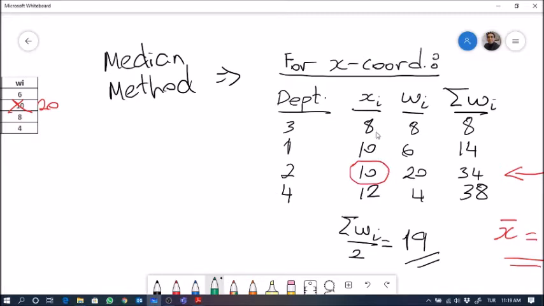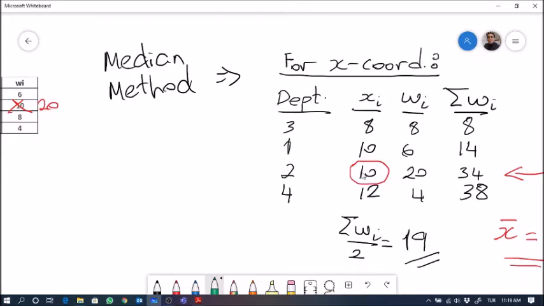So the smallest x-coordinate value is 8. For department 3, the weight is 8. Cumulative weight is 8. Then we have 10 for department number 1. 6 is the weight and the cumulative weight is 14.